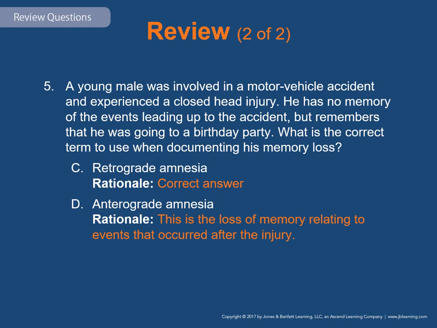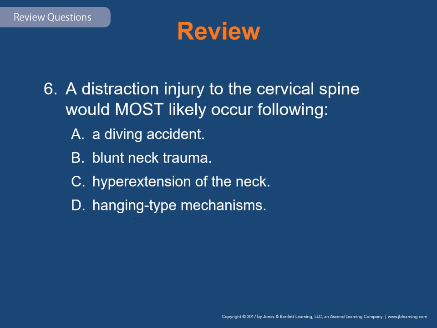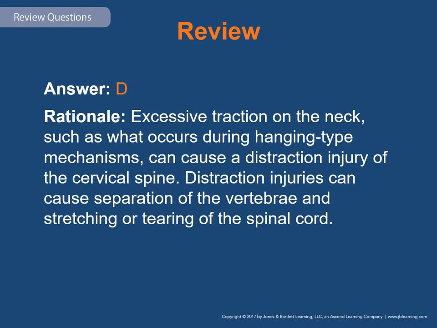Moving on to question 6. A distraction injury to the cervical spine would most likely occur following A. a diving accident, B. blunt neck trauma, C. hyperextension of the neck, or D. a hanging type mechanism. The answer is D. Excessive traction on the neck, such as what occurs during a hanging type mechanism, can cause a distraction injury of the cervical spine. Distraction injuries can cause separation of the vertebra and stretching or tearing of the spinal cord.